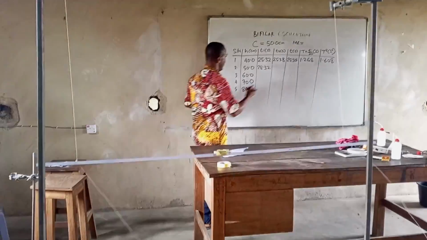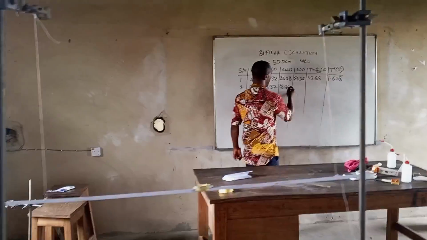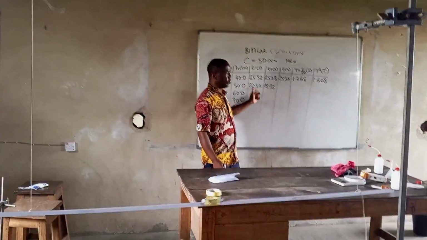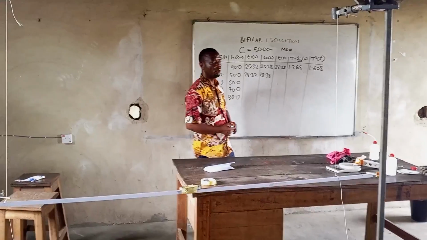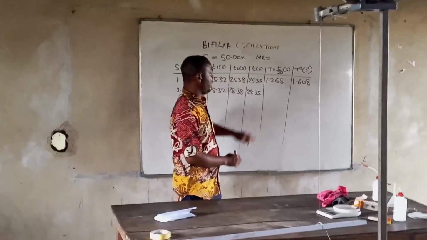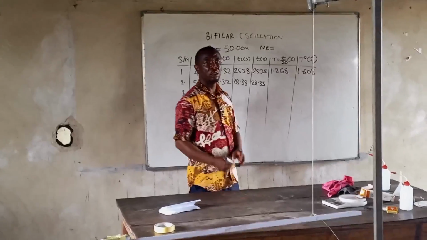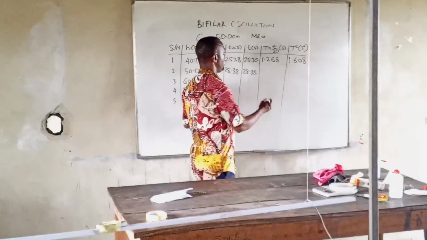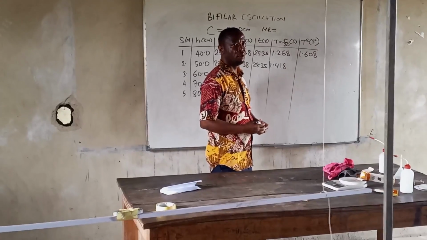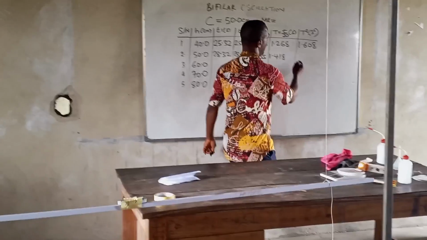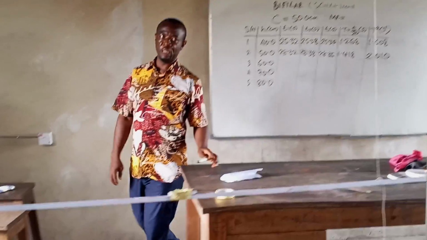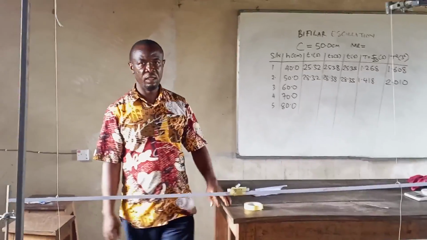28.38. We'll add the 2 of them and then find the average. Divide by 2. What do you have? 28.35. Then find the period. Divide this number by 20: 1.418. Then square the period. What do you have? 2.010. Okay. So move to the third experiment when the height is 60 cm.